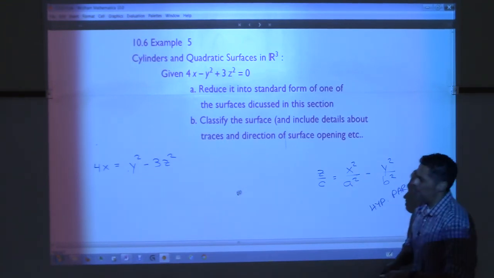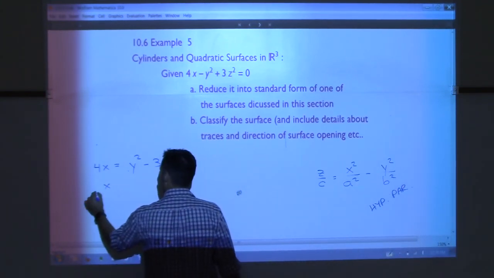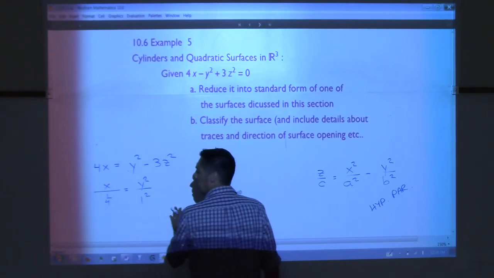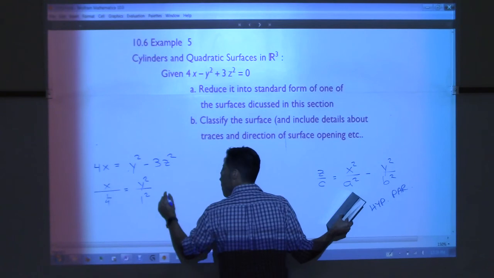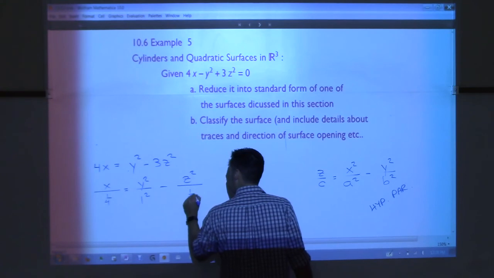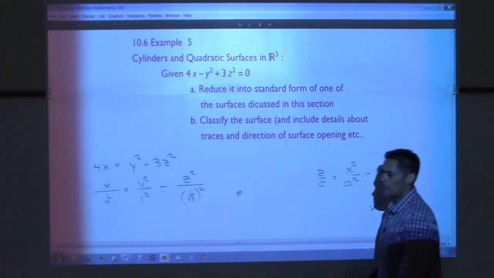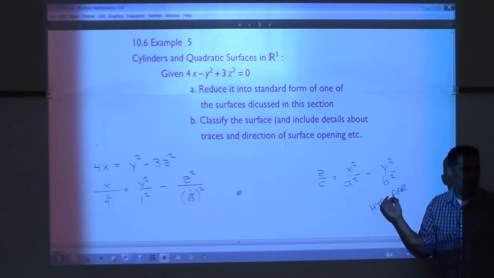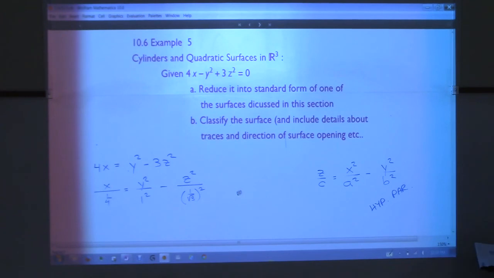I just need to make the fractions now. So how about make this x over what? 1/4 equals y squared over 1 squared. Right, that would match that. Minus z squared over 1 over root 3 squared. That looks like that, right? So we know it's a hyperbolic paraboloid. The only difference is that it's going to open up a different way than this standard one. All I really want you to be able to do is identify what it is, like the name of it. Let's see if there's anything else here.